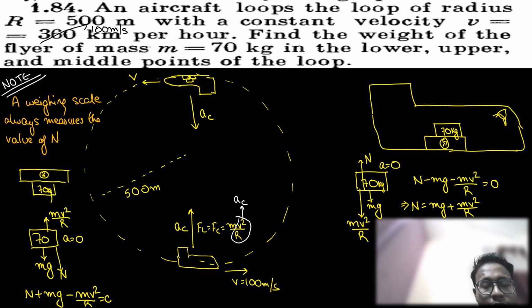But the pen fluctuated for a moment. So out here n is equal to mv square by r minus mg.